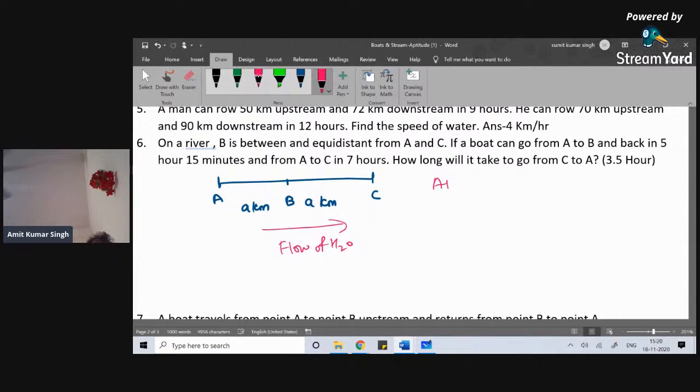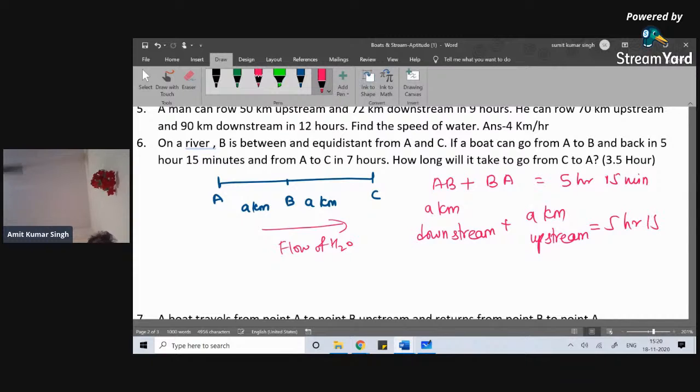If a boat goes from A to B and then comes back, it has gone a kilometer downstream plus a kilometer upstream. It takes 5 hour 15 minutes. So a boat went a kilometer downstream plus a kilometer upstream in 5 hour 15 minutes.